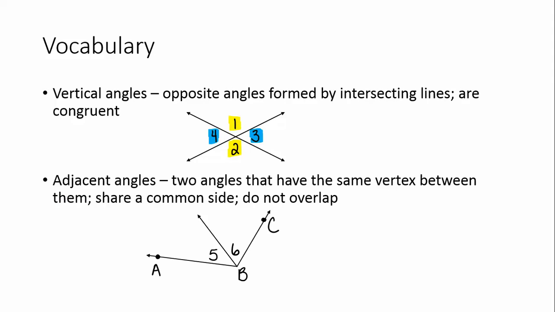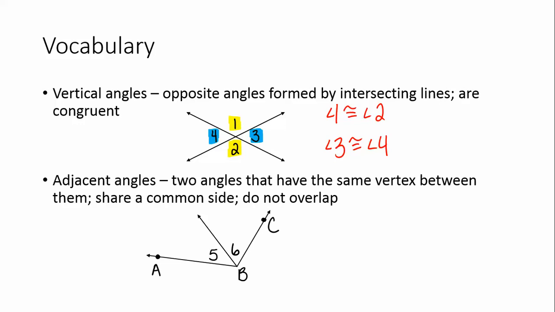And if we want to note that those angles are congruent, we would say angle 1 is congruent to angle 2, and also angle 3 is congruent to angle 4. So vertical angles formed by intersecting lines, they are opposite one another.